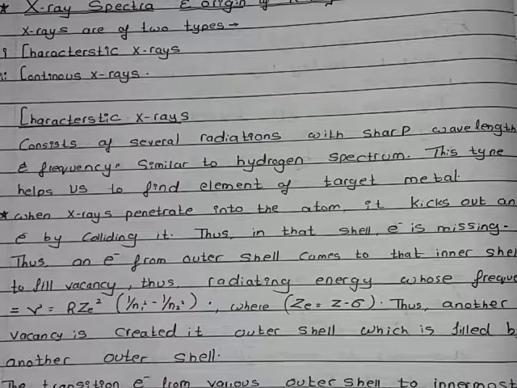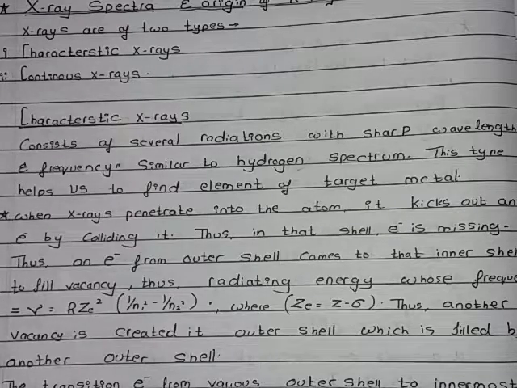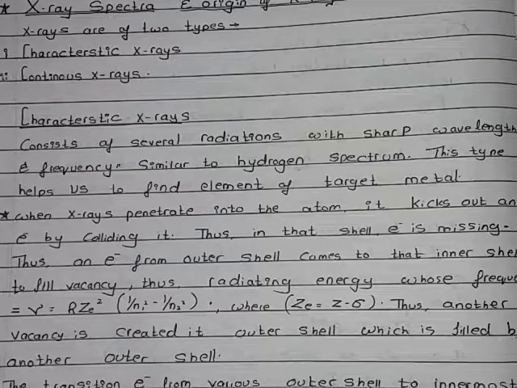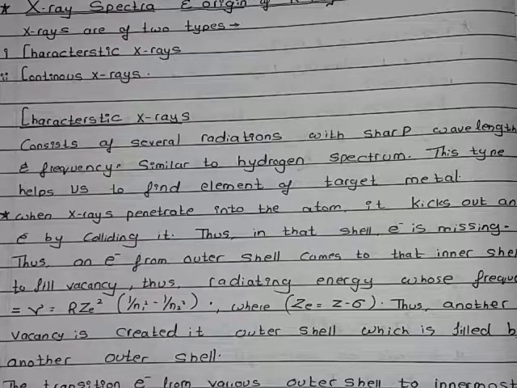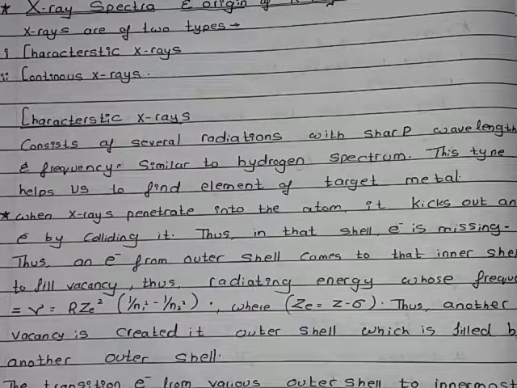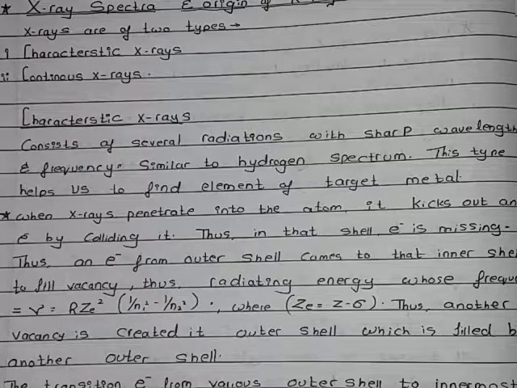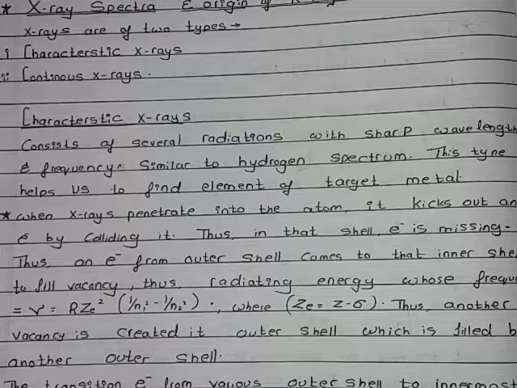When X-rays penetrate into the atom, they kick out an electron by colliding into it. I'll tell you by diagram on some other page because this page is full of theory. So just learn now that when X-rays penetrate into the atom, it kicks out an electron, and in its shell, an electron is missing. Thus, an electron from the outer shell comes to that inner shell to fill the vacancy, radiating energy whose frequency is RZ squared, where e is 1.6 times 10 to the power minus 19.